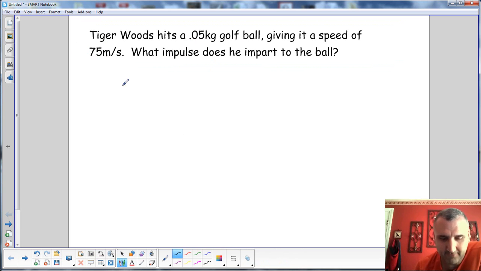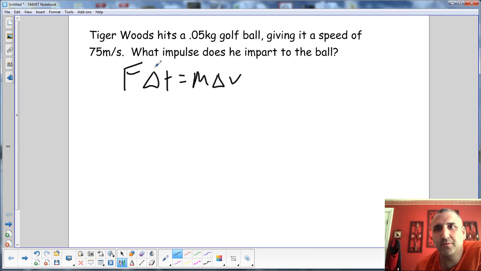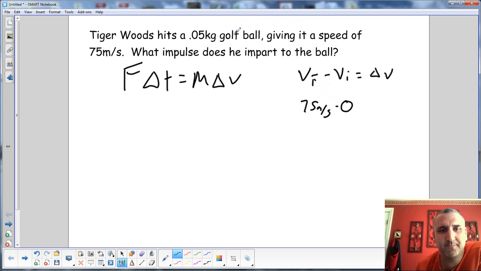So basically, we're going to live in this equation for the most part with these problems: F delta t equals m delta v, and remember the change in velocity is final minus initial. In this case, the final velocity is 75 meters per second. The golf ball is at rest, so the initial velocity is 0, and the change in velocity is 75 minus 0, which is 75 meters per second.